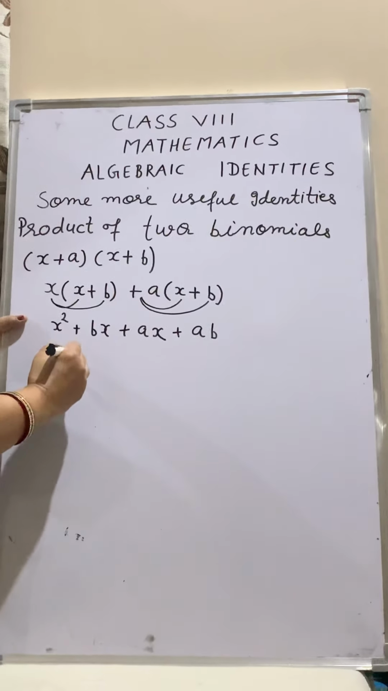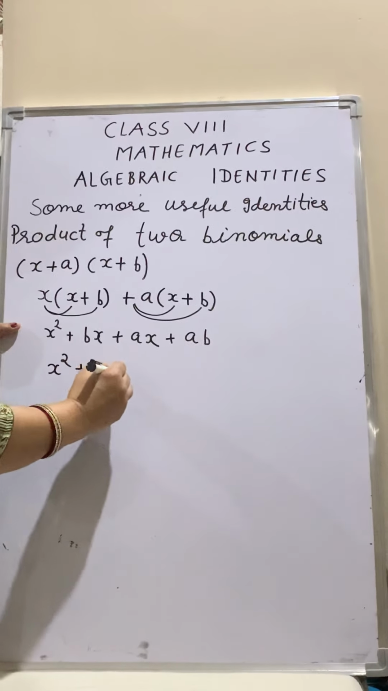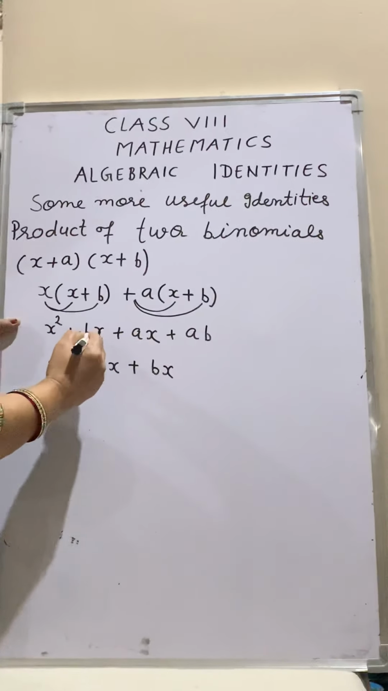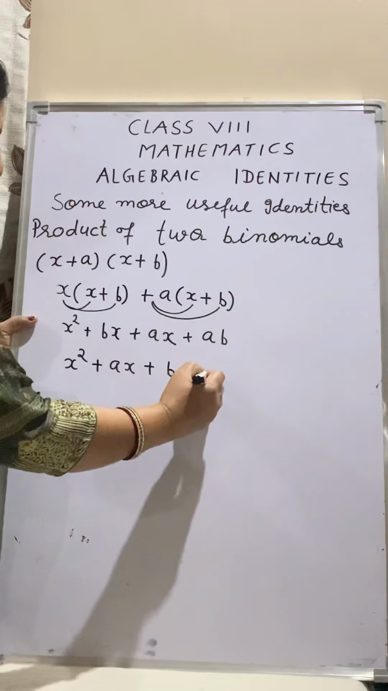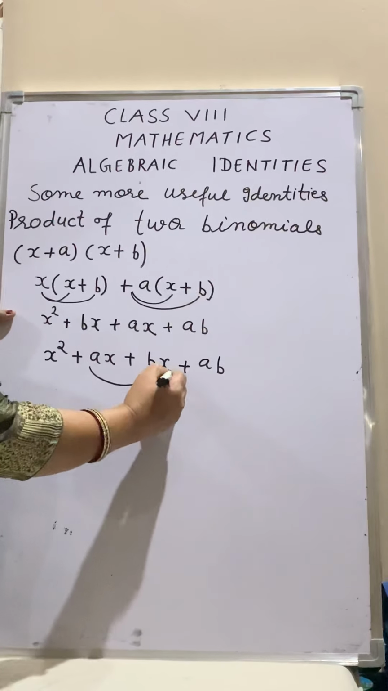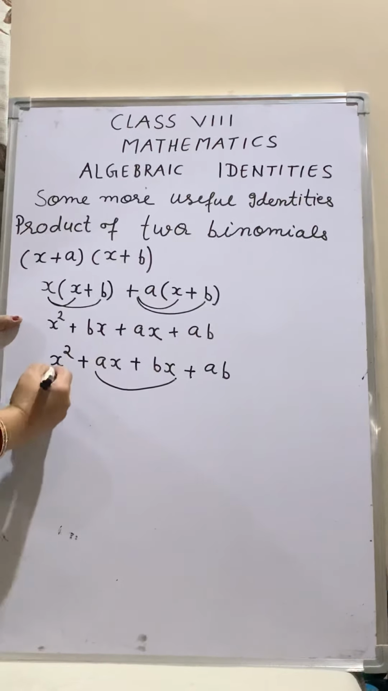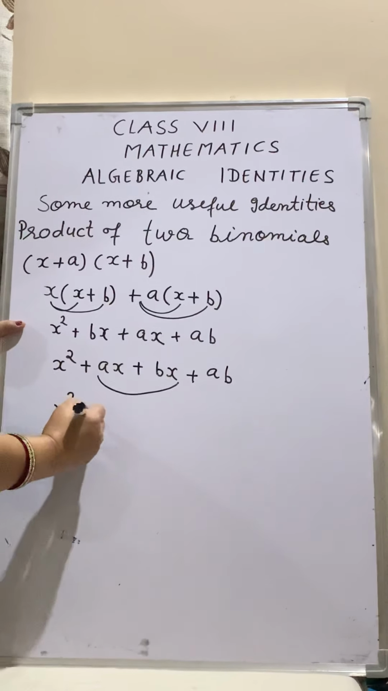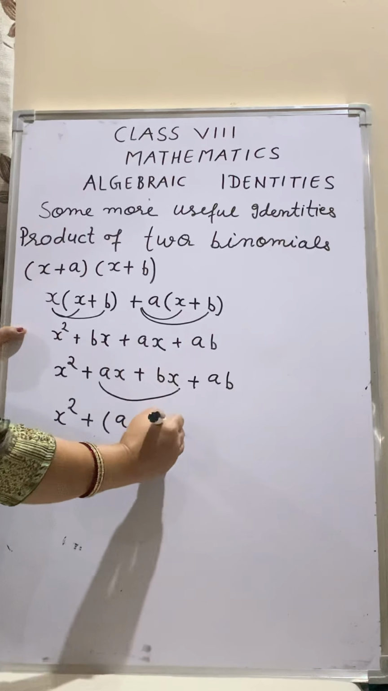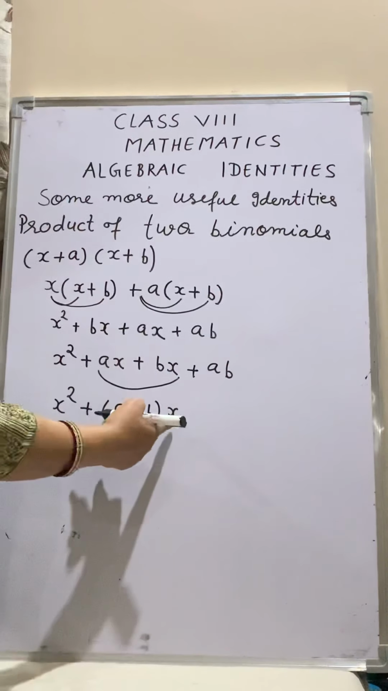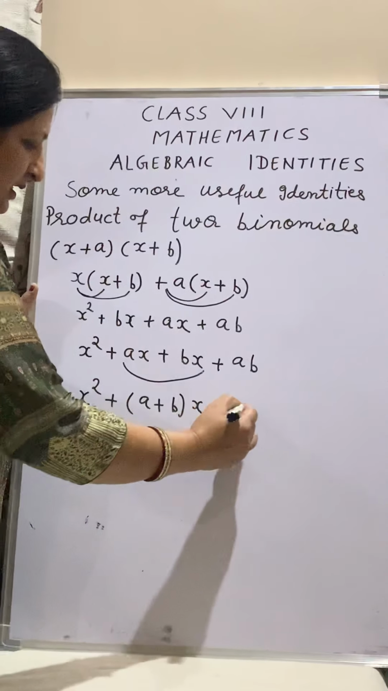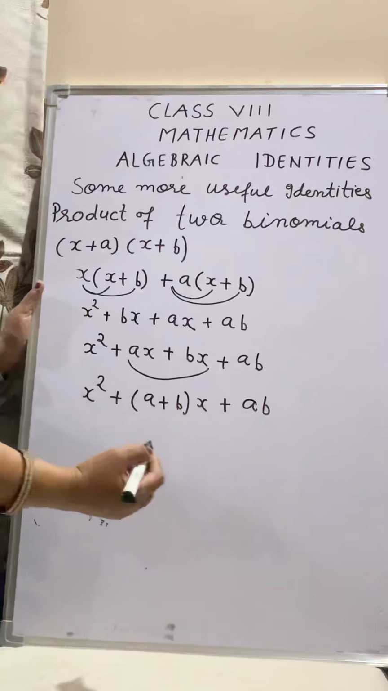We will write x square, plus ax plus bx, ax here and bx here, plus ab. Now we will take x as the common factor in these two terms. We will write x square plus a plus b, x is the common factor. We can write x here, plus ab. It is the algebraic identity.